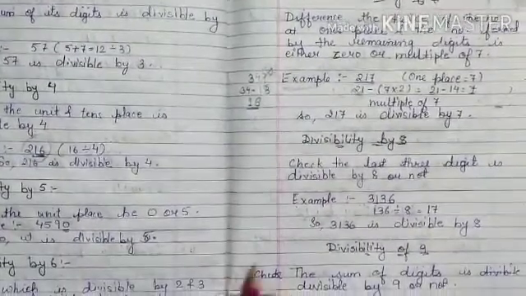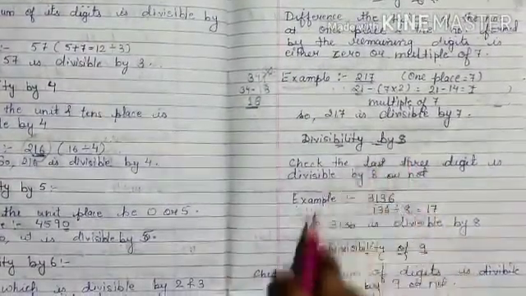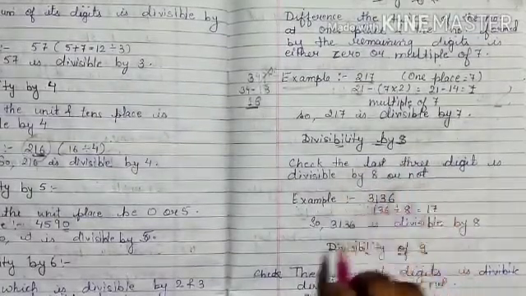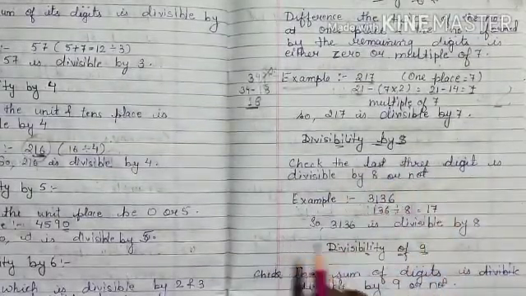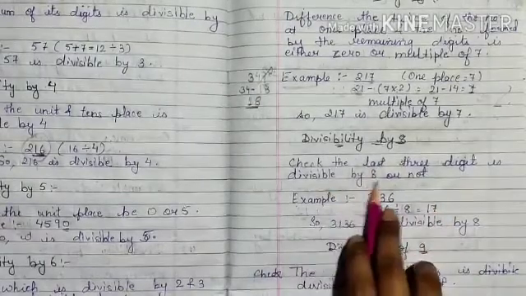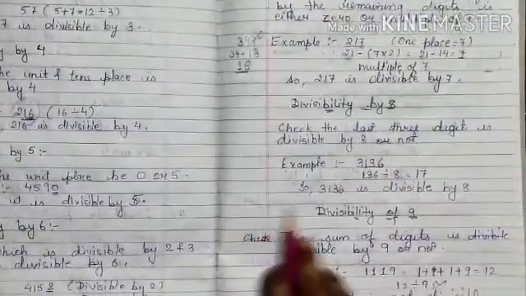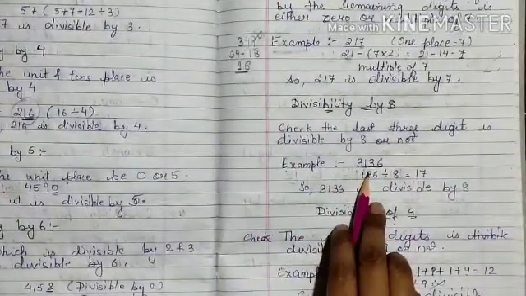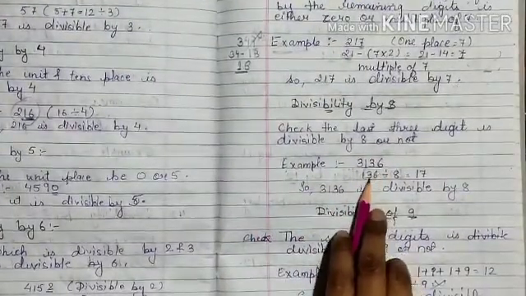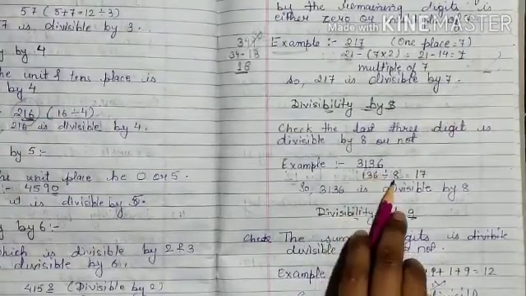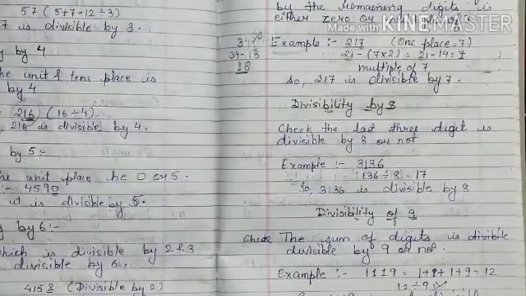Next is divisibility by 8. For 8, we have to check the last 3 digits, meaning the hundreds, tens and ones place, to see whether they are divisible by 8 or not. Take an example: 3136. The last 3 digits are 136, and 136 is divisible by 8. Yes.